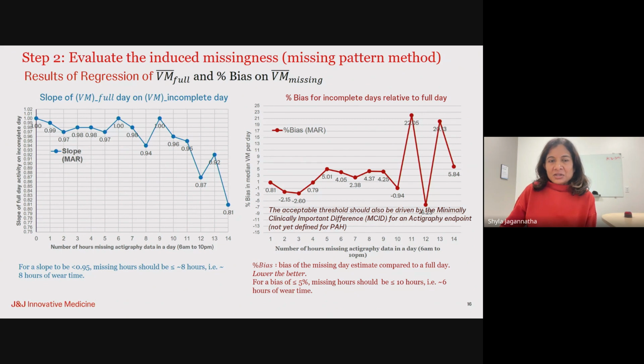And if we set that threshold, we do not want the missing hours to be more than 8 hours. That is, even in a 16-hour period, we would want at least 8 hours of wear time. If we look at the red line, it looks at the bias. And if we set again an arbitrary threshold that we don't want the bias to be more than 5%, we say we do not want the missingness to be more than 10 hours, which means that we should at least have 6 hours of wear time.